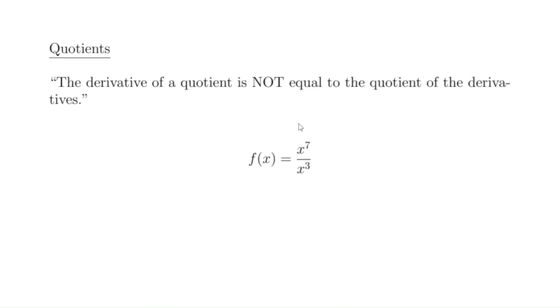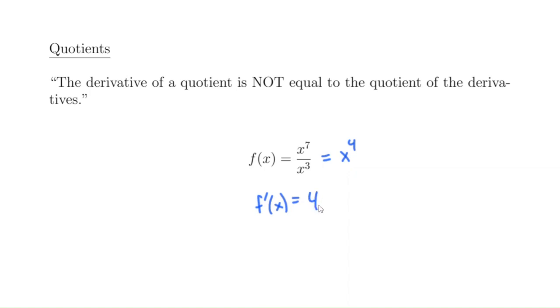Now, what about quotients? Is the derivative of a quotient equal to the quotient of the derivatives? And it turns out it's not the case. Okay, it's not equal to the quotient of the derivatives. And a quick, easy way to see that would be to do an example. So notice if we have f of x is x to the 7th divided by x cubed, if we wanted to find the derivative, we could just simplify this ahead of time and write it as x to the 4th power. And so that's just what f of x is.